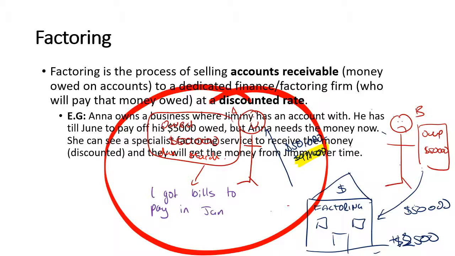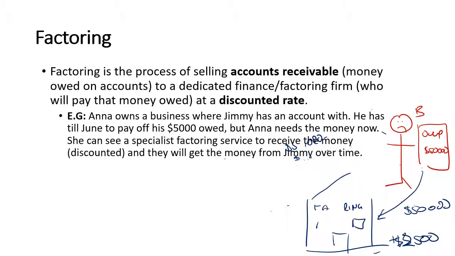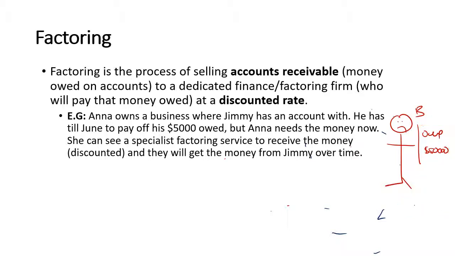So I've used this example in class multiple times in relation to Jimmy and Anna. I don't know why them, but sucks to be them. So the situation is Jimmy owes Anna, and Anna needs the money now. She wants new shoes, some really cool shoes. So to do that, she goes to the factoring company and they will pay her for the 5,000 that's owed. Instead of 5,000 being received, she gets a discounted rate, so 4,500 instead.